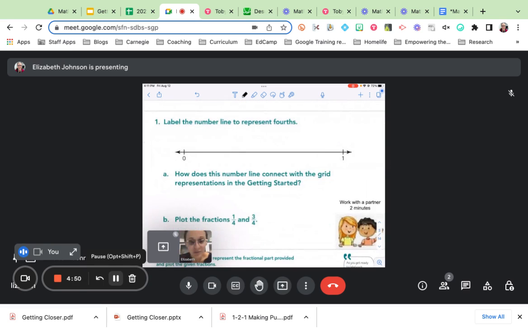Now, let's see how we can use a number line to represent fractions. This first number line is pretty straightforward. We need to label fourths. Go ahead and pause the video and work with your partner to label fourths on this number line. Be sure that you plot the fractions 1/4 and 3/4 on your number line.